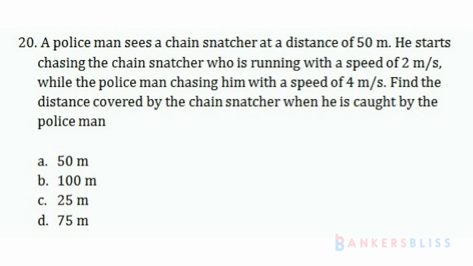He starts chasing the chain snatcher who is running with a speed of 2 meter per second, while the policeman is chasing him with a speed of 4 meter per second. Find the distance covered by the chain snatcher when he is caught by the policeman. Very similar to the previous problem.